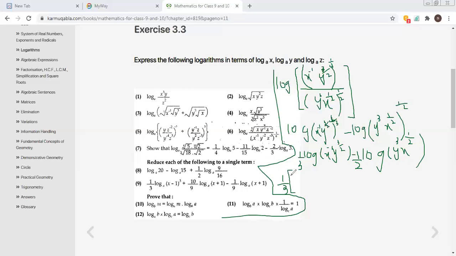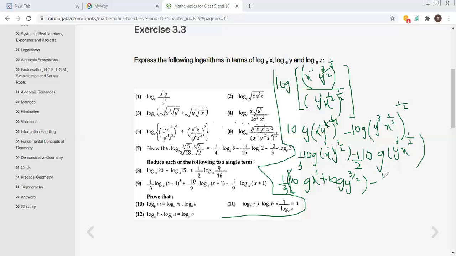It becomes log x inverse plus log y to the power 3 upon 2. Is there any confusion till here? No, miss. Okay.